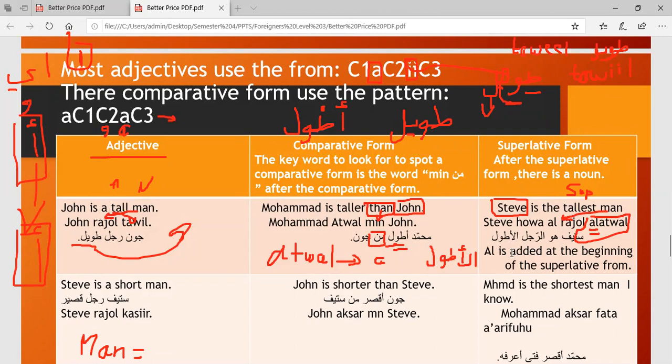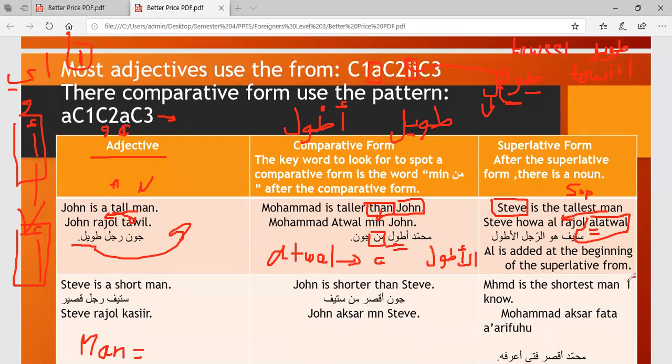Look here. When we said Steve is the tallest man, let's forget about huwa, okay? Here we started with man, which is rajul, okay? Steve is the tallest man. And then I used tallest as a second one. When I start with the noun and then the adjective, I add L to the superlative form. But I can use it in another form, where I start with the adjective and then the noun.